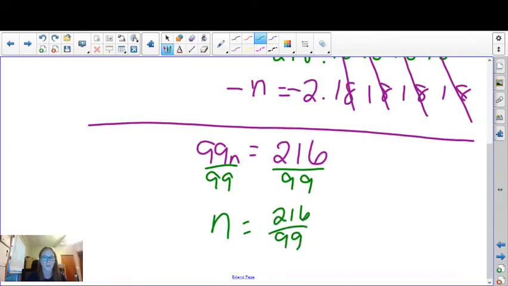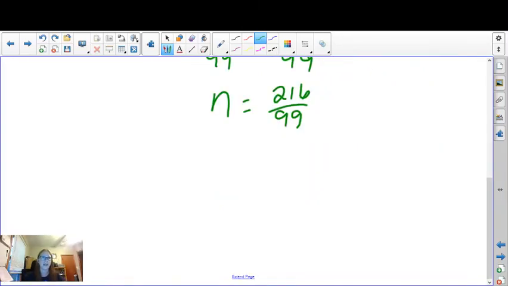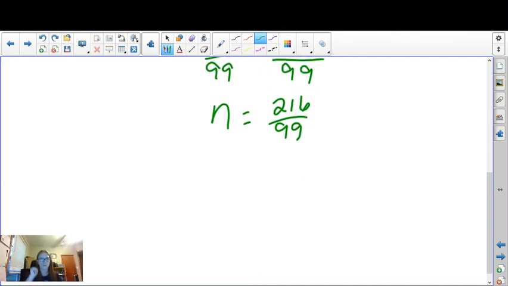You're like, whoa, whoa, whoa. Hold the phone. That's improper. You're correct. It is improper. We need to turn it into mixed. So how many times can 99 go into 216? Well, let's think about it. 99 is about 100, correct? And 100 plus 100 gives me 200. So at least goes in 2 times.